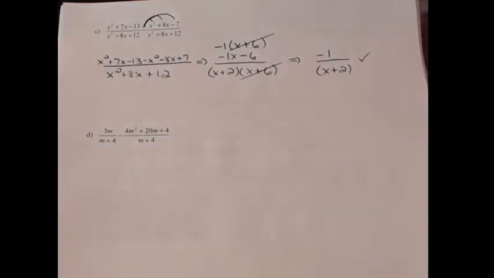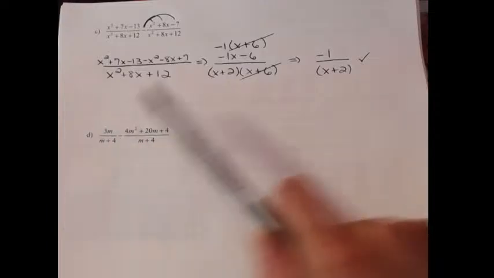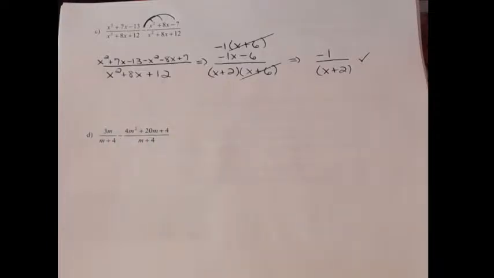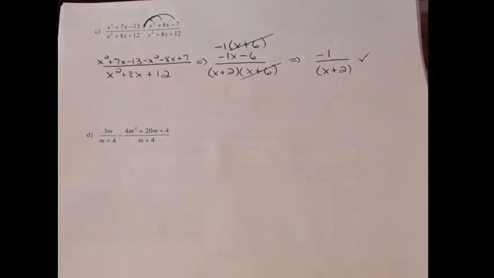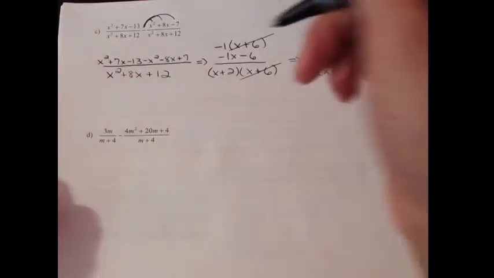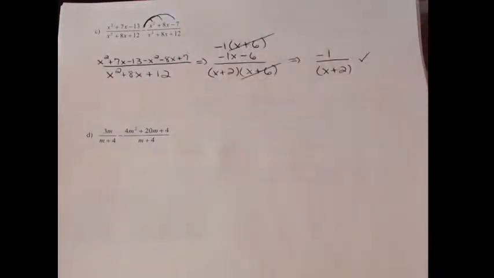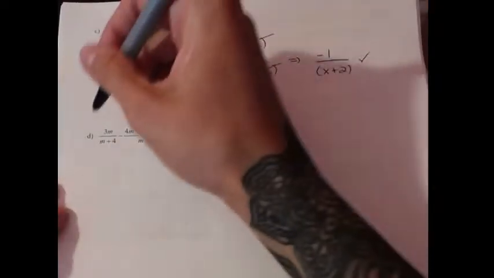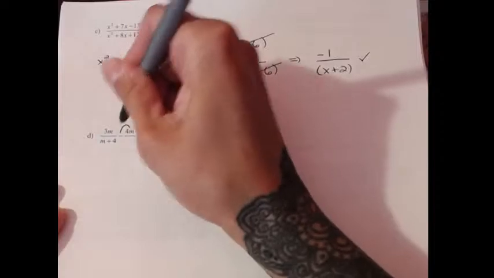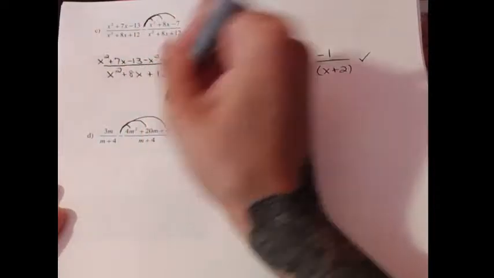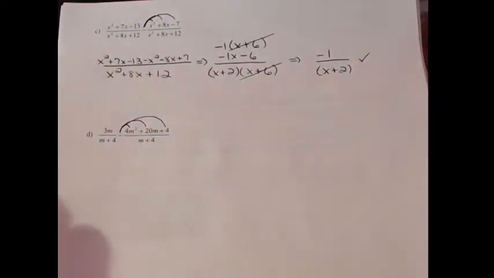So here we have 3m over m plus 4 minus 4m squared plus 20m plus 4, all over m plus 4. Notice here we're definitely subtracting these two rational expressions. Also notice that I have a common denominator, m plus 4. The one thing that we really wanted to harp on was that because we are subtracting these expressions, we want to be sure to distribute our negative sign throughout the numerator of this second fraction.